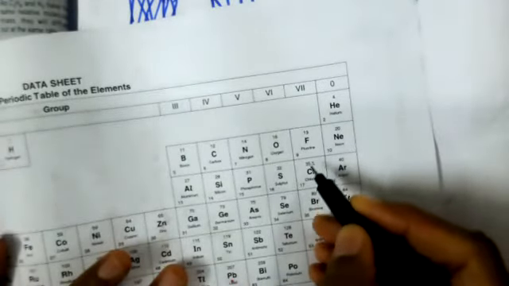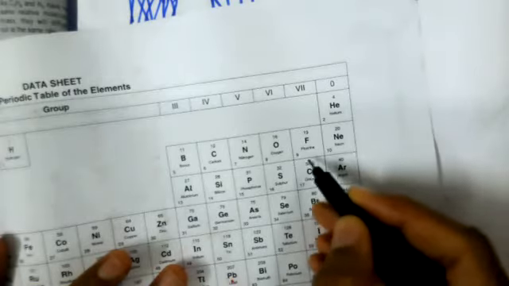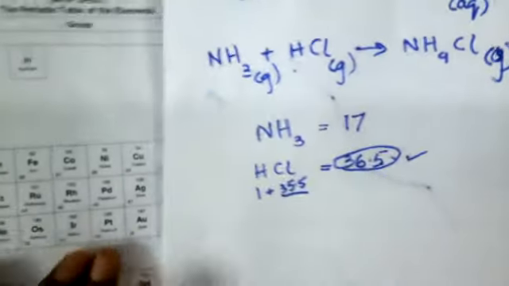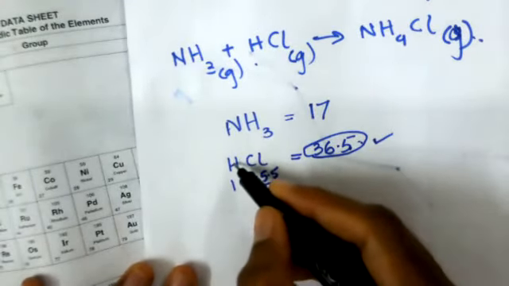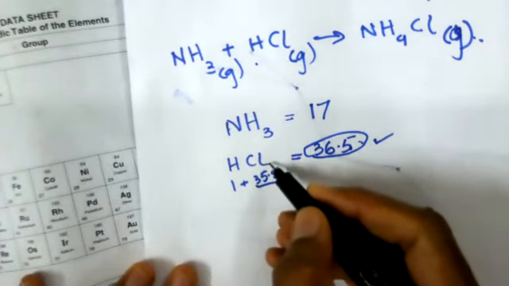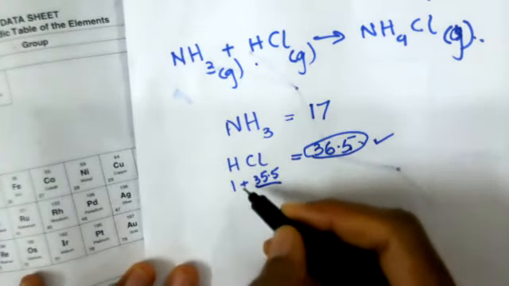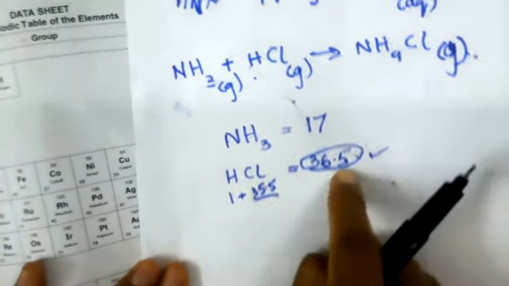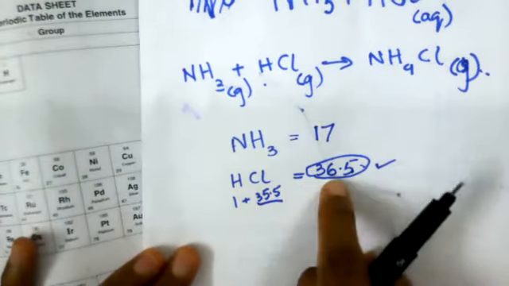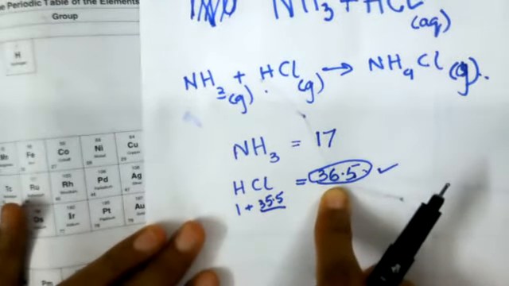35.5, okay? So I took the mass of one atom of chlorine and added one hydrogen, because in one molecule of hydrochloric acid you have one atom of hydrogen and one atom of chlorine. So 35.5 plus 1 will give us 36.5. So that is the molecular mass of hydrochloric acid. Are you clear now, Zores?